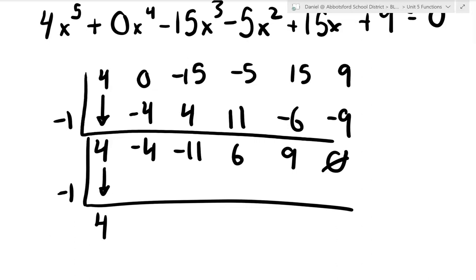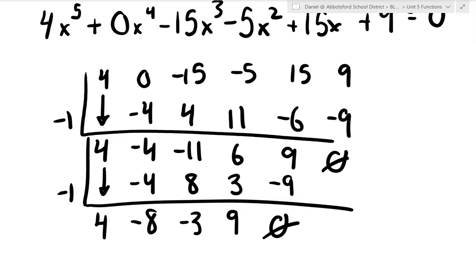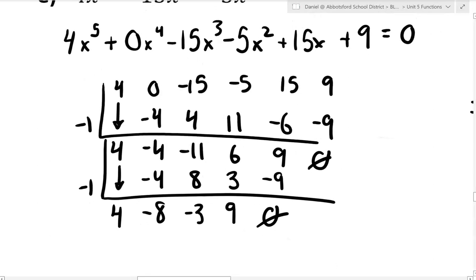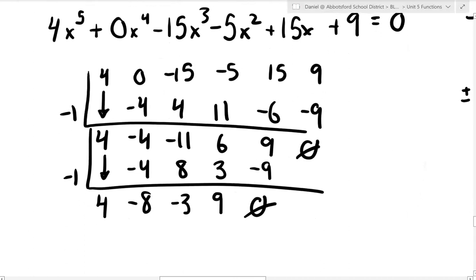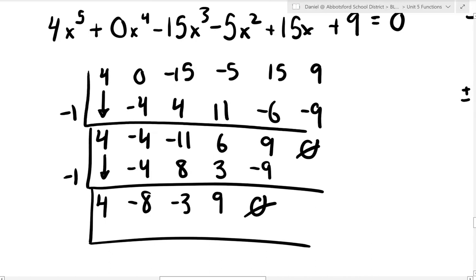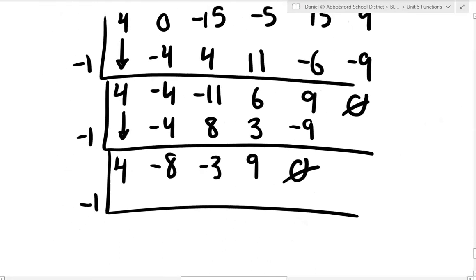4 times -1 is -4. That gets me -8, which gets me +8. If I add those, I get -3. My diagonals will be +3, which would get me a 9 times -1 is -9, and that gives me a 0. So remember, I had an x^5. I need to do this 3 times to get to an x squared. So 1 didn't work, it's never going to work. 3 didn't work, it's never going to work. -1 worked twice. I mean, what the heck? Let's just do it one more time.